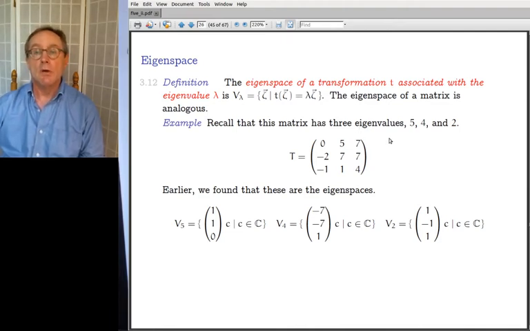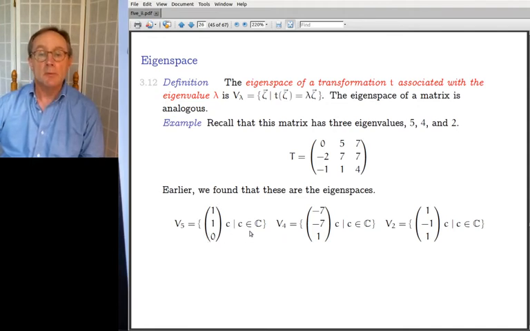So you recall that this particular matrix that we saw earlier has three eigenvalues, 5, 4, and 2. And we got the three different eigenspaces. The eigenspace associated with 5, the eigenspace associated with 4, and the eigenspace associated with 2. And again, it's a small point, but I think it's worth noting here that the eigenvectors are the non-zero members of the eigenspace.